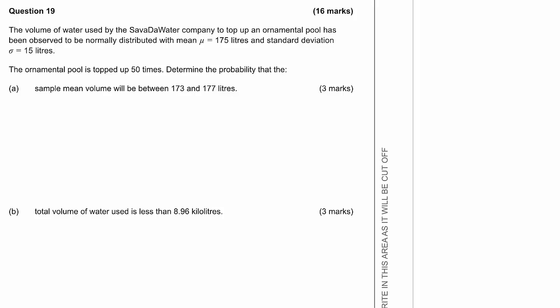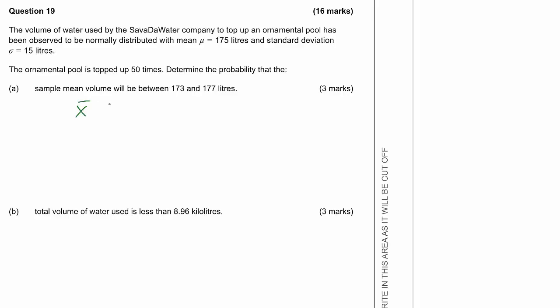The volume of water used by the Save the Water company to top up an ornamental pool has been observed to be normally distributed with mean mu equals 175 and standard deviation sigma is 15. The ornamental pool is topped up 50 times. Determine the probability that the sample mean volume will be between 173 and 177.